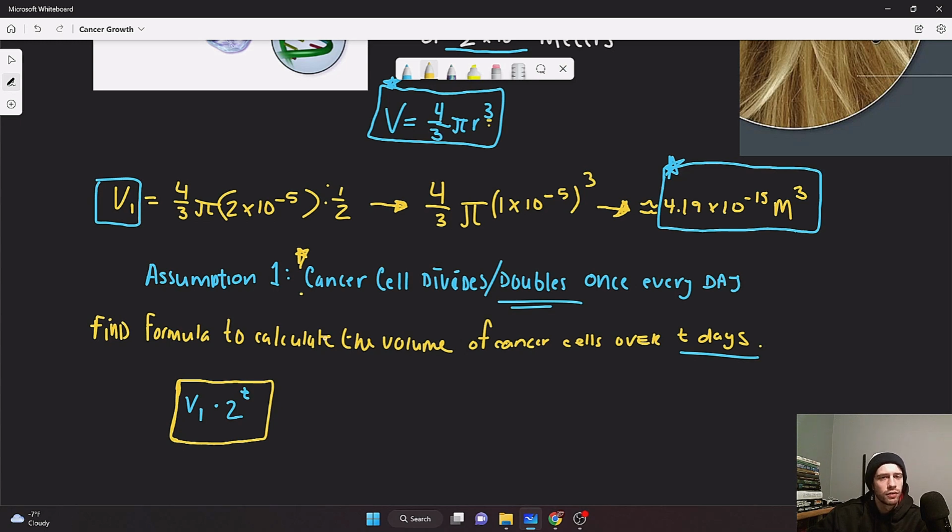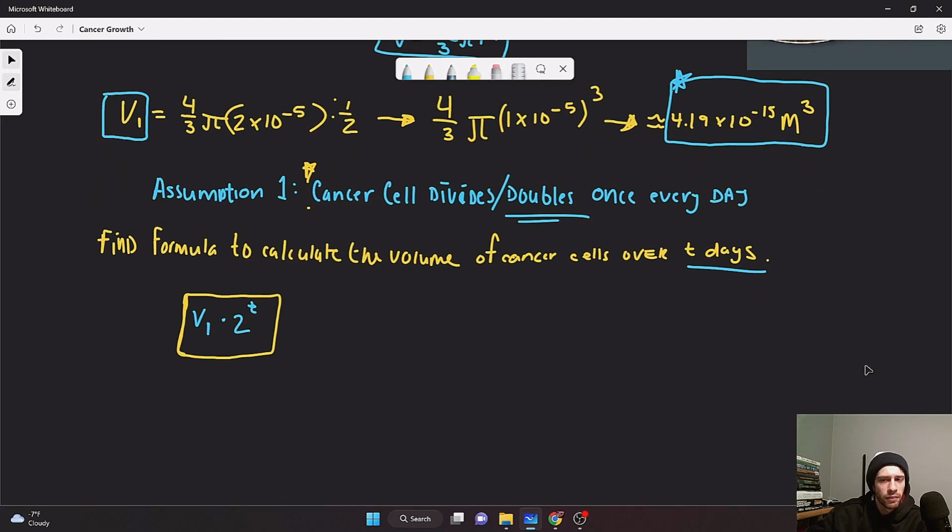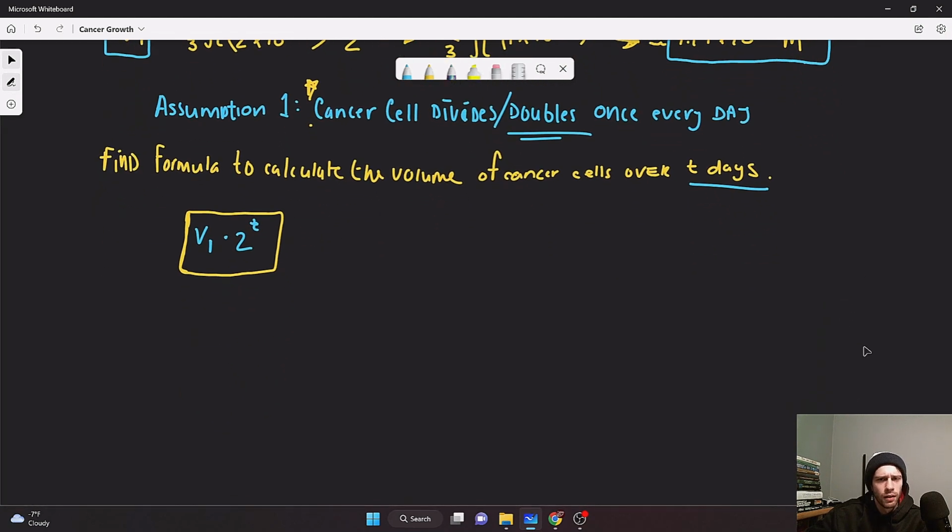And now we can extend this even further. What we care about from a medical perspective is the tumor, because depending on the size of a tumor or where that tumor is located, it can cause seriously debilitating issues for a patient. And so we gotta make another assumption about the tumor.